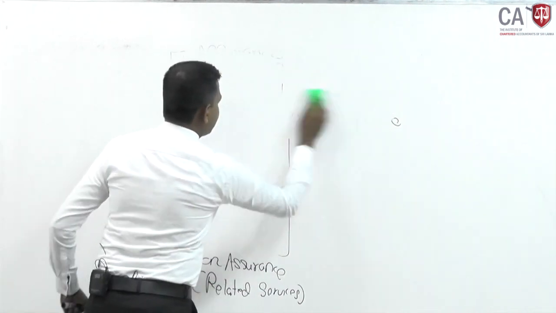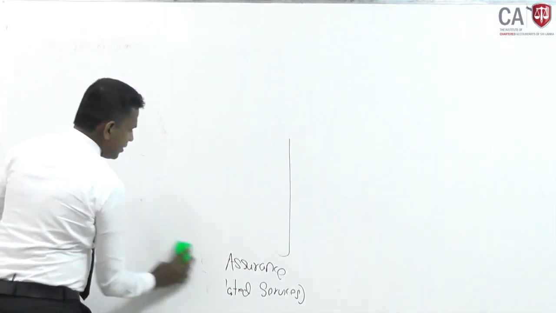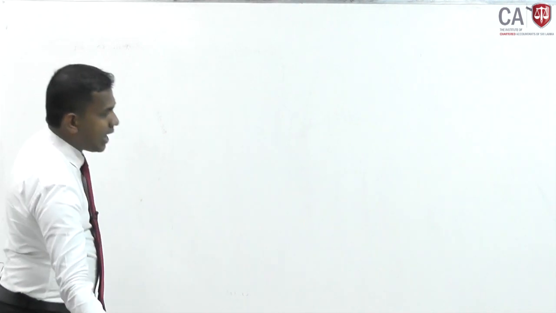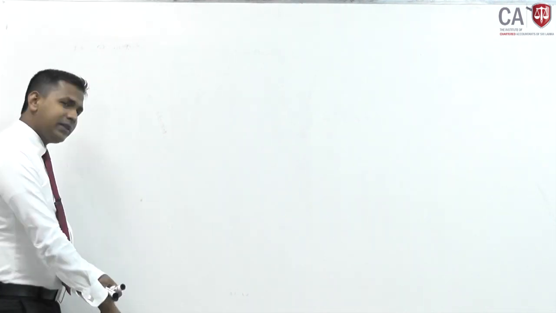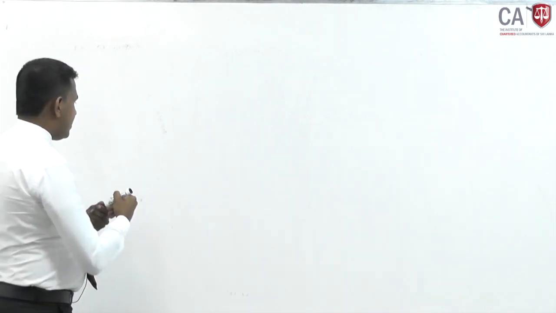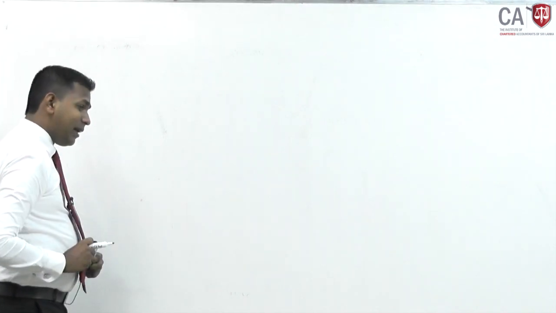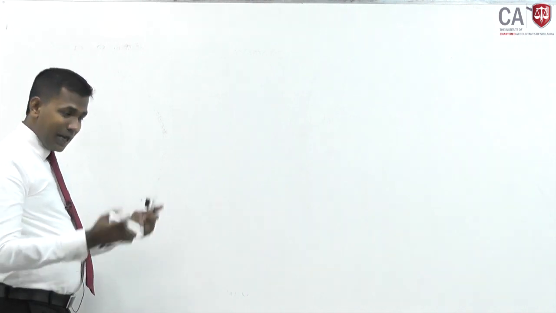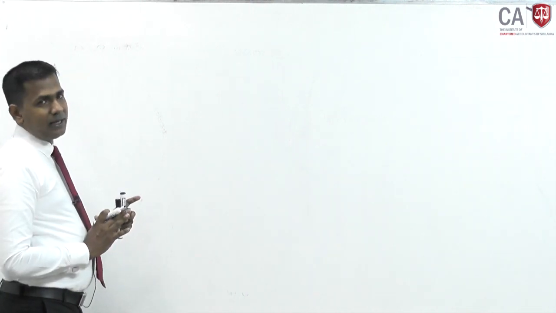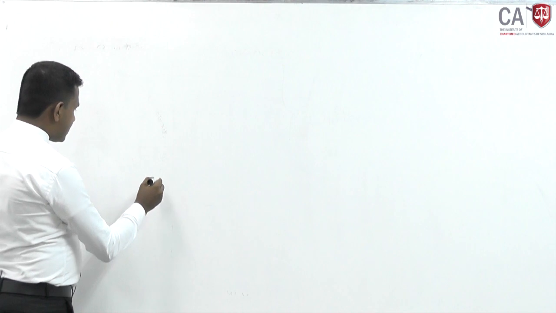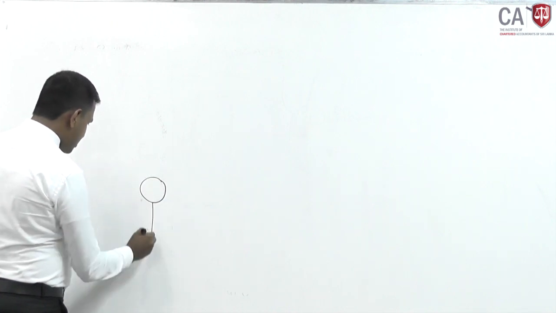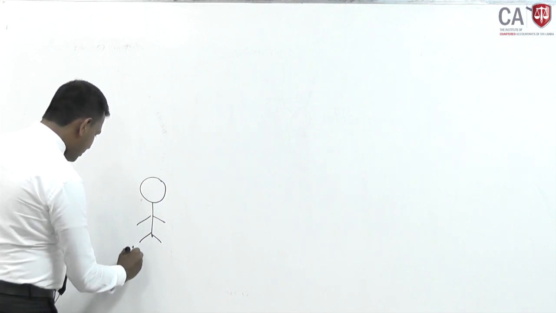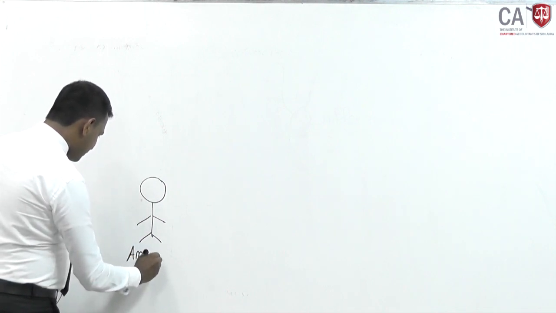Assurance. I'm going to go for the very basic example which I explained in webinar number 1 with regard to introduction to auditing, Amarapala's example. This example is more than the introduction to auditing chapter, so it is more important in this particular chapter. You will understand while we are discussing the questions, because fundamental understanding is very much important. Amarapala.